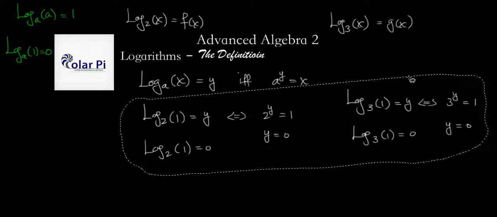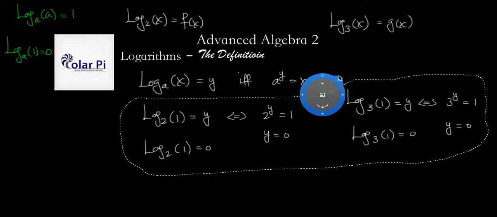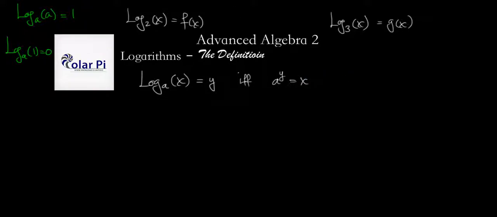Now, as promised, let's look at evaluating harder logs, like log base 2 of 5, because both log base 2 of 2 and log base 2 of 1 had some nice conveniences about them. What about this? Well, we'd say it's equal to y, and we would seek to find a y so that 2 to the y is equal to 5.